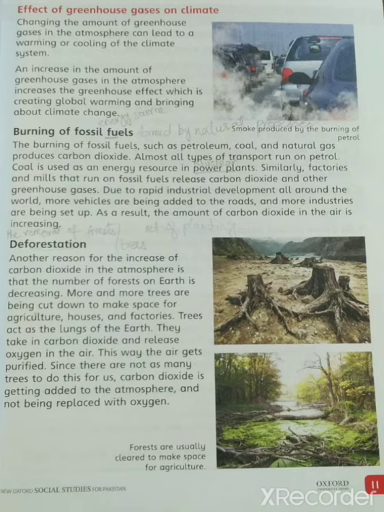The burning of fossil fuels such as petroleum, coal and natural gas produces carbon dioxide. The burning of these natural resources produces which gas? Carbon dioxide. Almost all types of transport run on petrol. Coal is used as an energy resource in power plants. What are power plants? Power plant means the nuclear plants. Similarly, factories and mills that run on fossil fuels release carbon dioxide and other greenhouse gases.